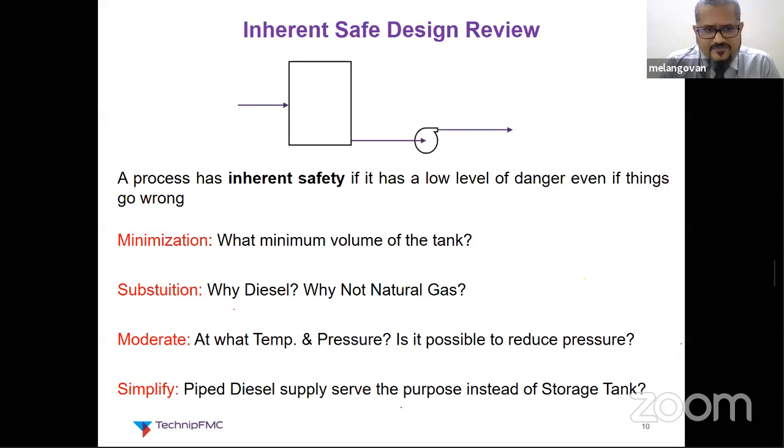Okay. Substitution. Why diesel? Why not natural gas? We need to brainstorm why diesel is required. The end user is a generator, a boiler, an incinerator. Why don't we use natural gas? What is the advantage of natural gas over diesel? For example, if it is diesel, we need to have the storage tank.